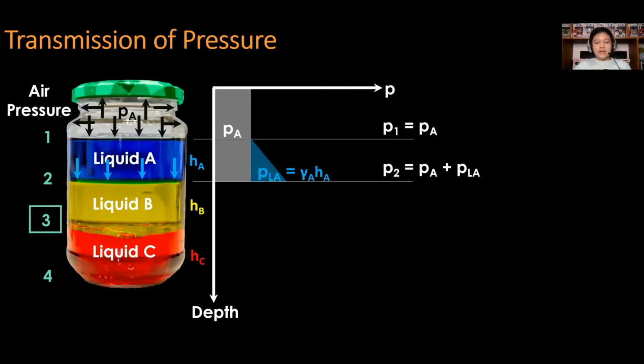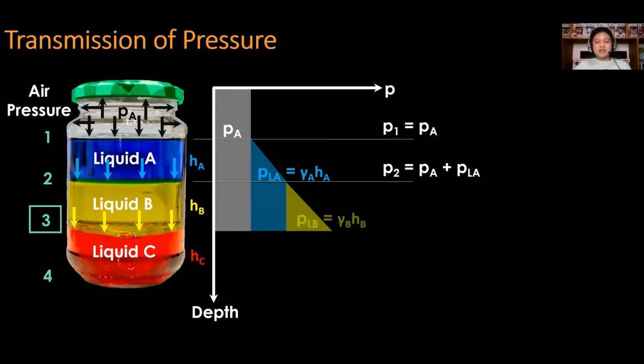Next is point 3. The pressure or weight of the two fluids above will be transmitted. In addition, we will consider the equivalent pressure or weight of liquid B. In the diagram, from the top of liquid B, pressure will increase until its lowest point, with maximum pressure as P sub LB equal to gamma of fluid B multiplied by height of liquid B. Therefore, at point 3, the total pressure is equal to PA plus the pressures of liquid A and liquid B.